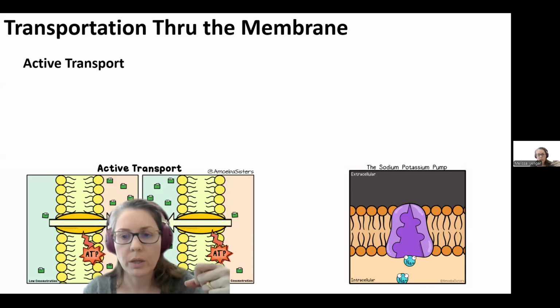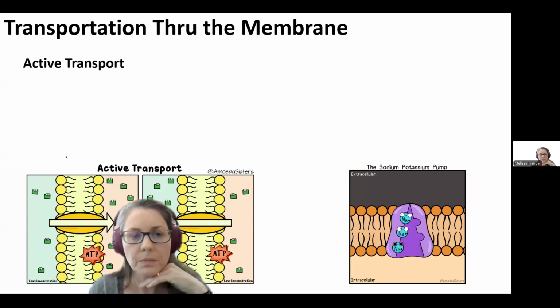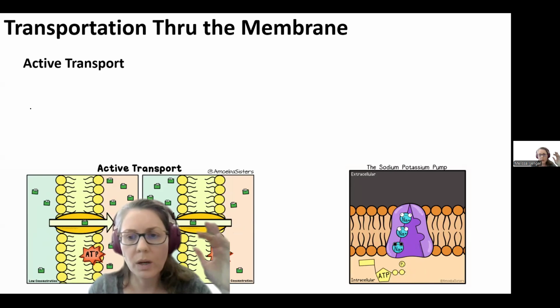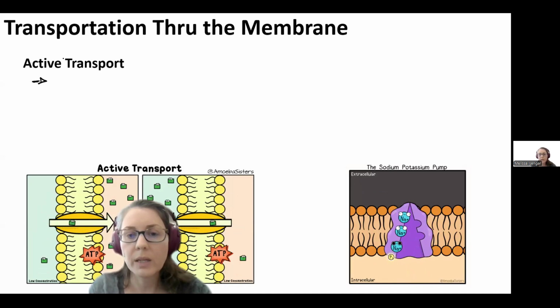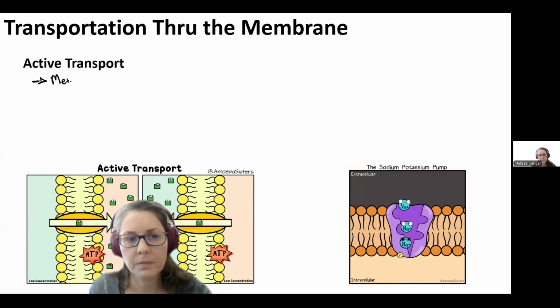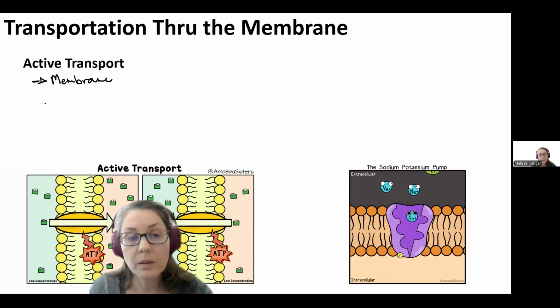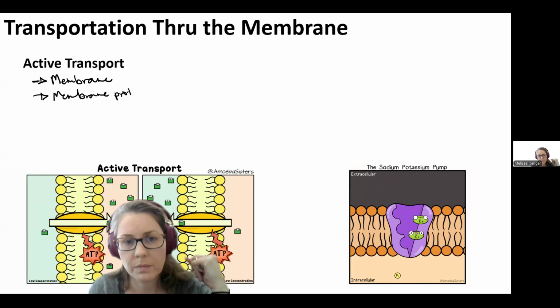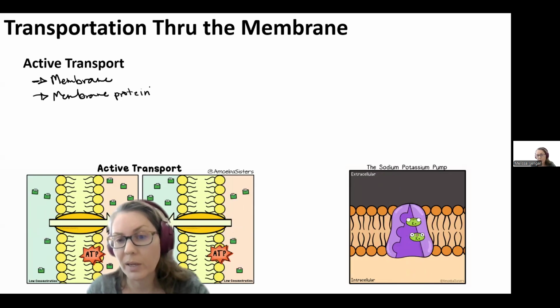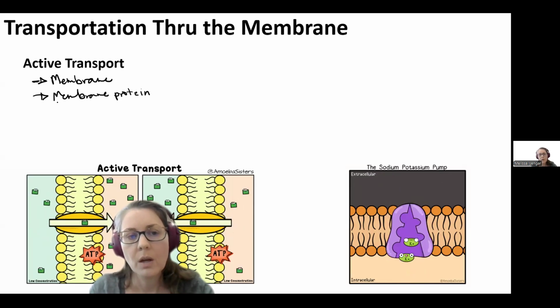Passive transport's always working, and then we need to use active transport to counteract a couple of things. So there's only one type of active transport. It's called active transport. In this case, you need a membrane. You need a membrane protein. I mean, you can't have a membrane protein without a membrane, so that's why you have both those things.